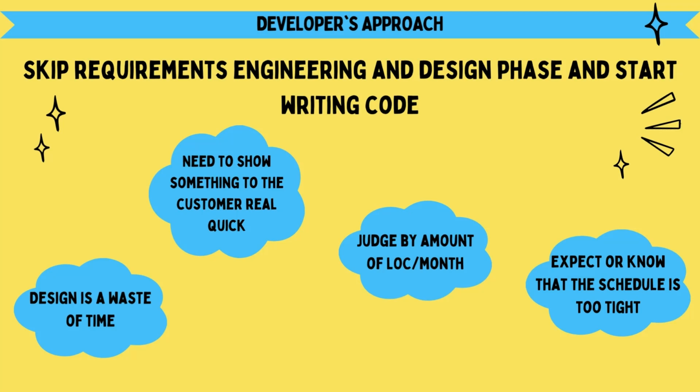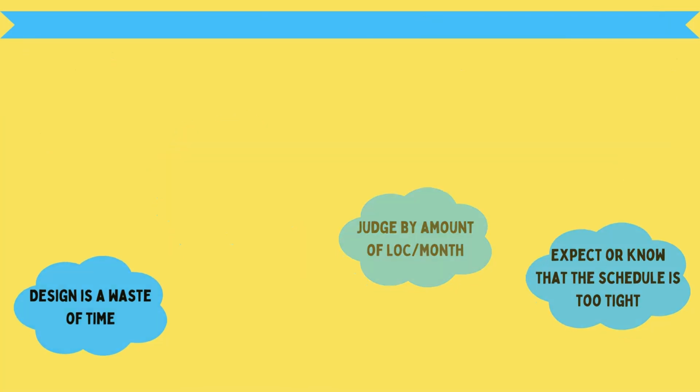Developer approach: skip requirement engineering and design phase and start writing code. Why? Design is a waste of time. Need to show something to the customer real quick, judged by amount of log per month. Expect or know that the schedule is too tight.